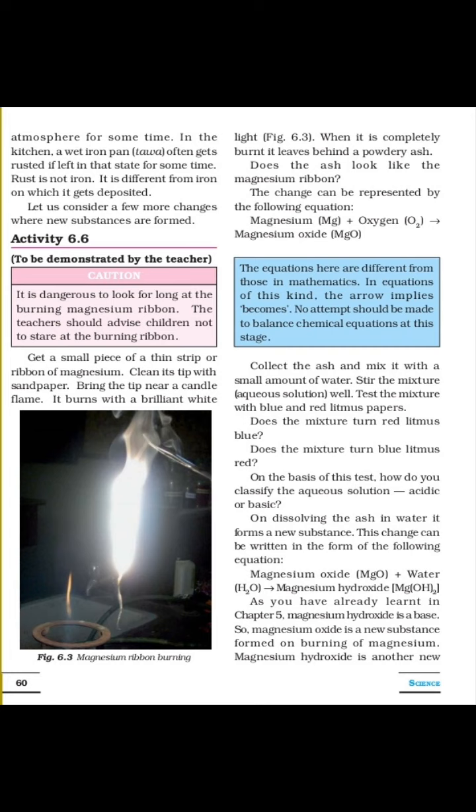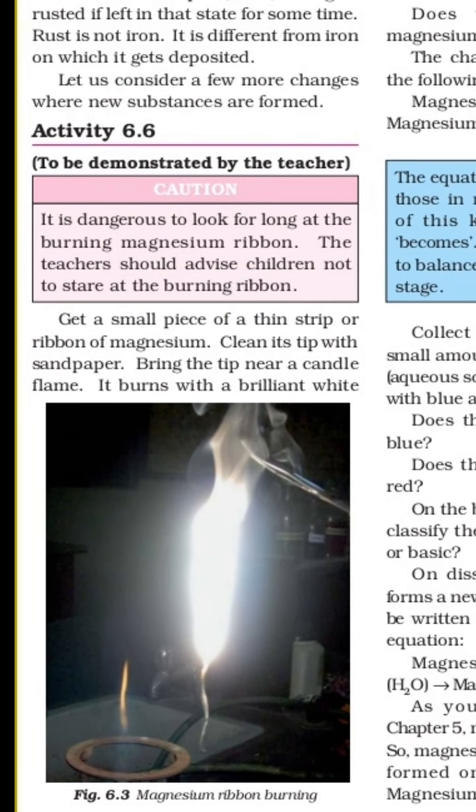Afterwards, we started our next point, chemical change. In that we learn about the rusting of iron, and how rust is different from iron. Now we will see our next activity, 6.6. This activity is burning of a ribbon, and I will demonstrate this activity in the laboratory when school starts. Now see the activity and understand this.